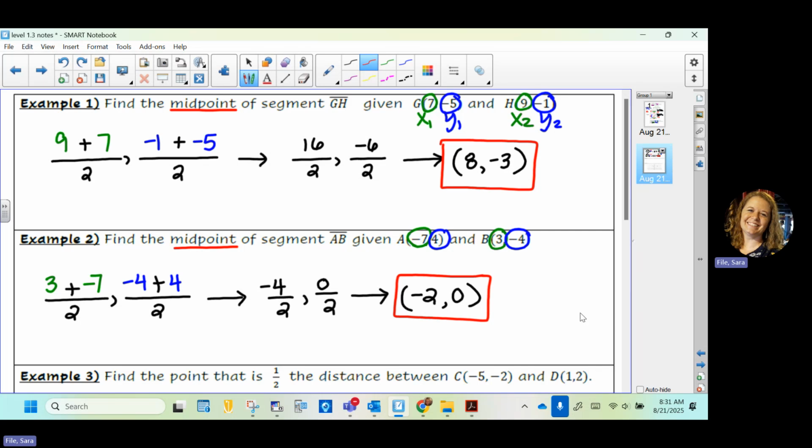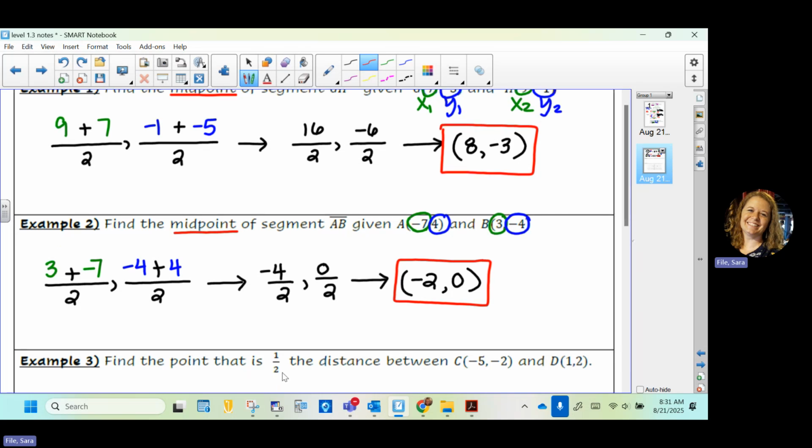Now, example 3 is slightly different because this one says to find the point that is half the distance between. It doesn't say the word midpoint. You have to know what a midpoint is. So isn't that what it's asking for? Half the distance between these points.